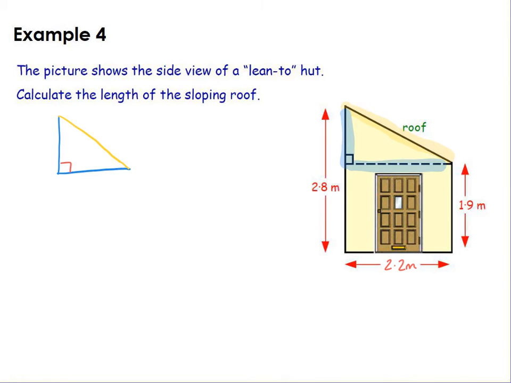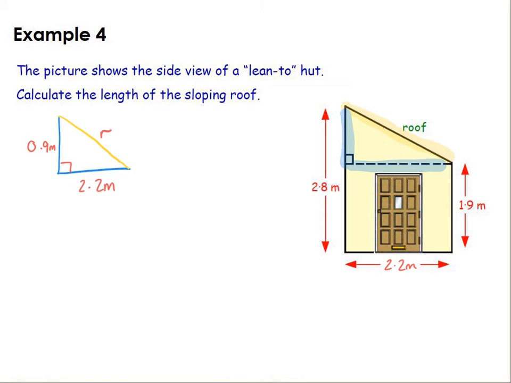Okay, what do we know? Well, we know we're calculating the length of the roof, and I'm going to call that R for roof. Okay, what else can we work out here? Well, the bottom of the triangle must be the same length as the bottom of that rectangle, so that's going to need to be 2.2 metres. Now, if this is 1.9, this bit here is also 1.9, and I need to add on another 0.9 to get up to 2.8. So that side there must be 0.9 metres.